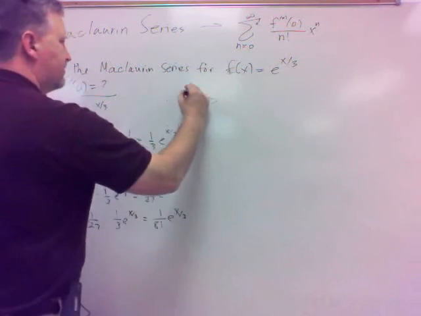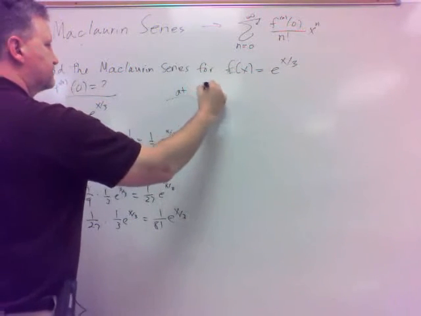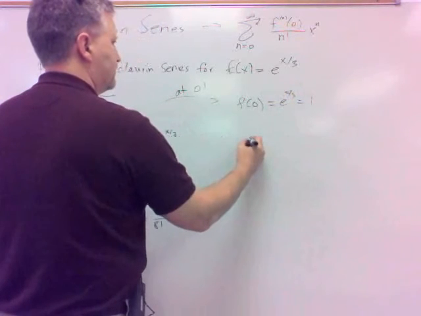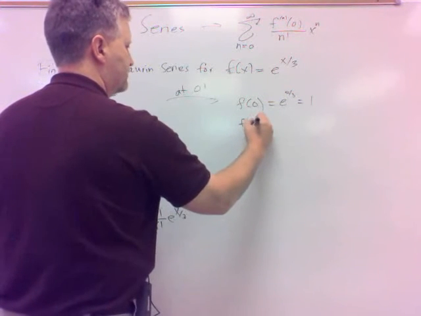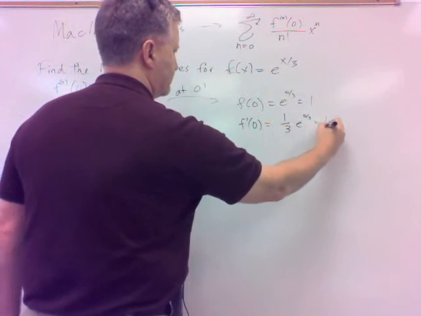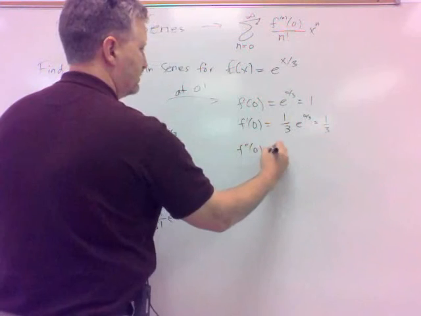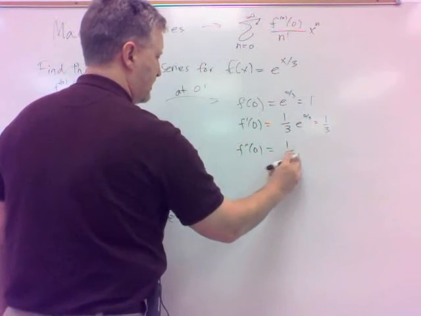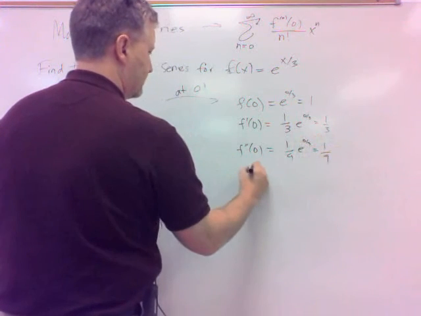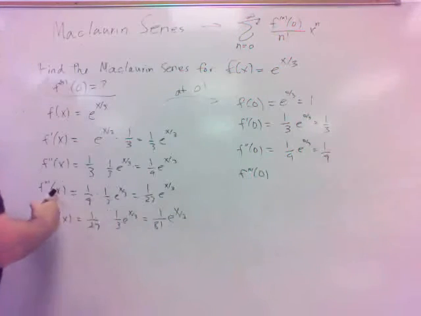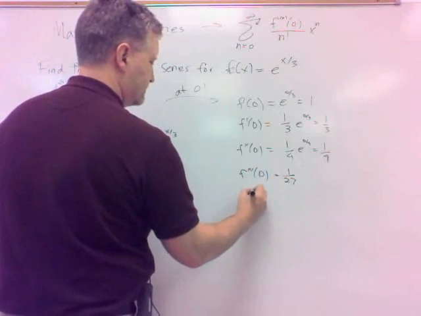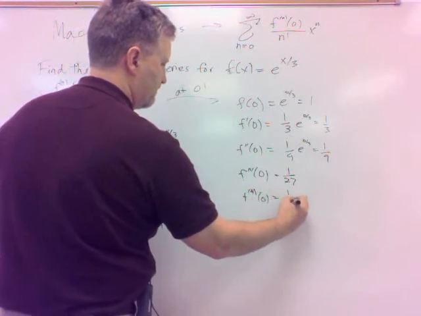But I want those at 0. So f of 0 is e to the 0 over 3, that's 1. The first derivative at 0 is 1/3 e to the 0 over 3, that's 1/3 times 1, so 1/3. Second derivative at 0, being at 0, makes this pretty nice. It's 1/9 e to the 0 over 3, which is 1/9. The third derivative, since I'm doing it at 0, is 1/27. And the fourth derivative is 1/81.